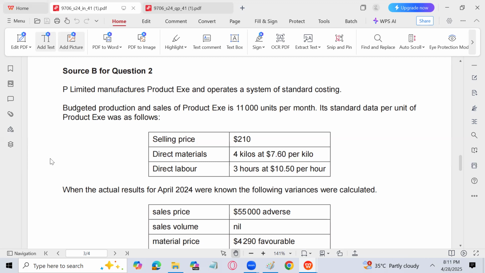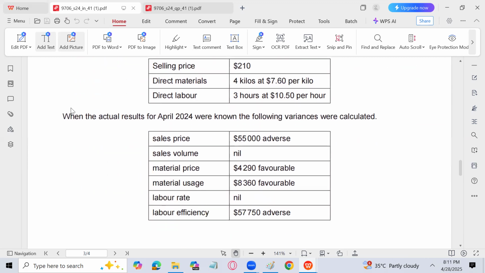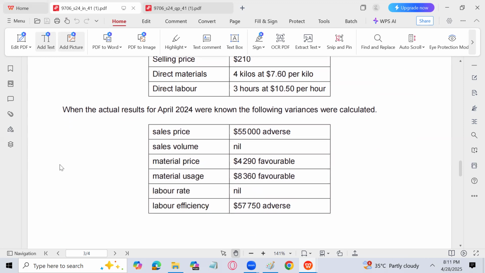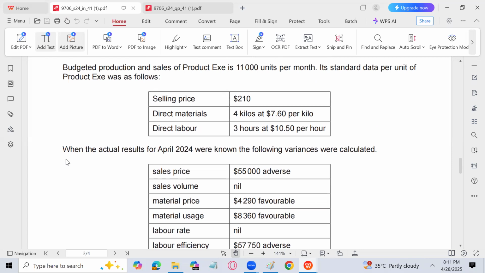When the actual results for April 2024 were known, the following variances were calculated. Sales price 55,000 adverse, sales volume nil, material price variance 4,290 favorable, material usage variance 8,360 favorable, labor rate nil, and labor efficiency 57,750 adverse. The most important thing in this question, which will help you in the next parts of the question, is that the sales volume variance is nil.